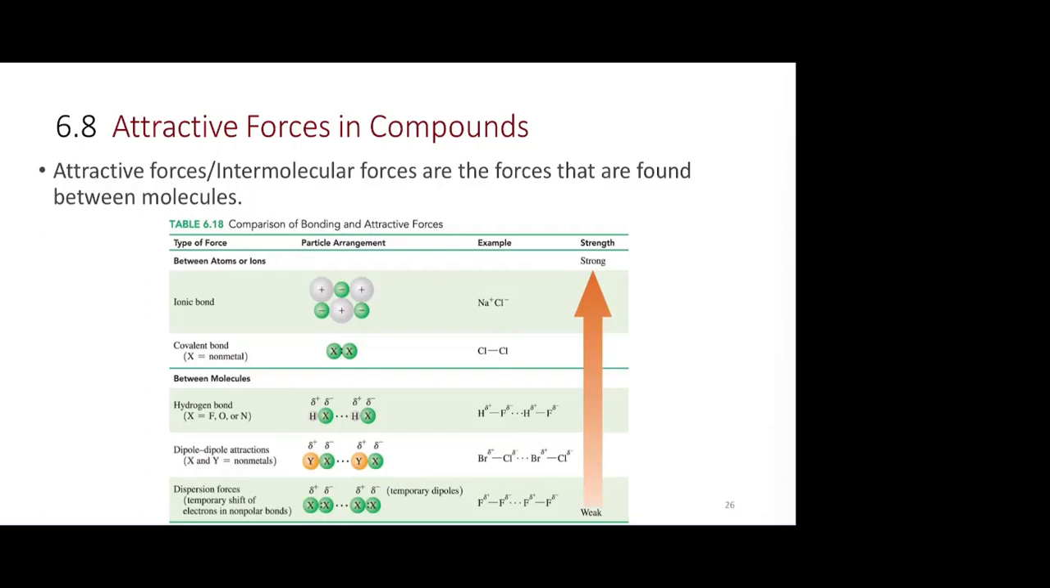Now, as you can see, the ones that exist between molecules are going to be the ones in the bottom. The ones in the top are between atoms within a molecule, okay? So the ones on the top, either ionic bond or covalent bond, refer to what we call intramolecular forces. Again, intra because it's going to be inside of the molecule. So that's why it is between the atoms or ions in a molecule.